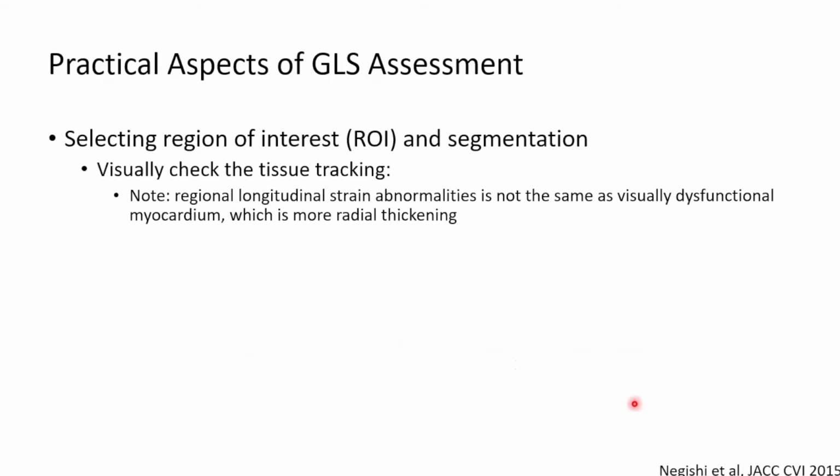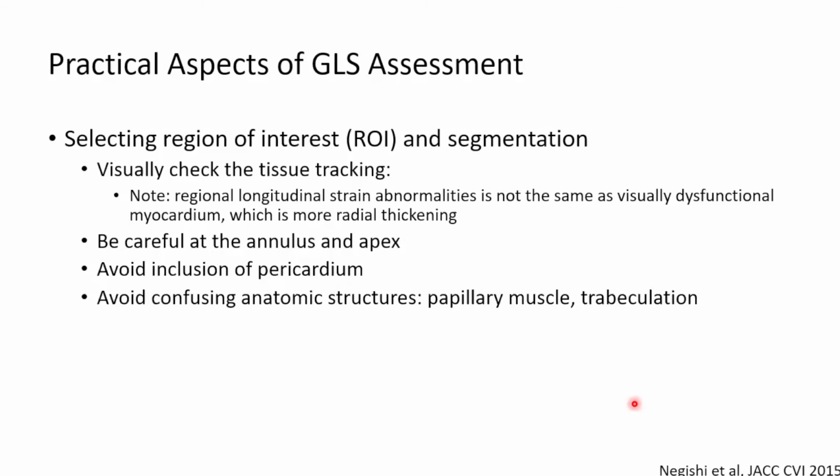In terms of selecting the region of interest and segmentation, the most important thing is actually we want to visually check the tissue tracking and whether it's tracking appropriately. And remember, we're tracking longitudinal motion and we're not looking at thickening, which is what we are more normally attuned to when we look at wall thickening, which is actually more radial strain. We want to be careful at the annulus and the apex. We want to avoid including any things like the pericardium, the papillary muscle, or the trabeculation. We want to avoid an ROI that is too wide or too narrow, as too wide can include the pericardium.